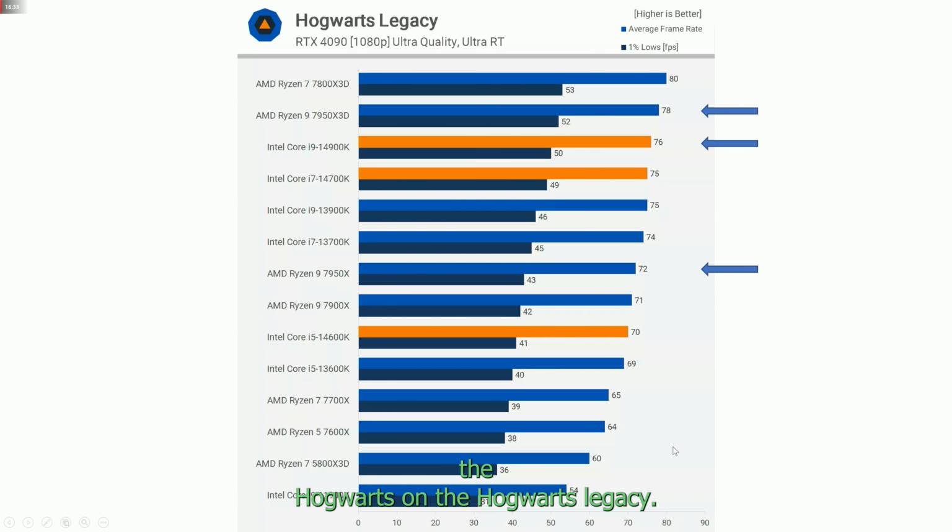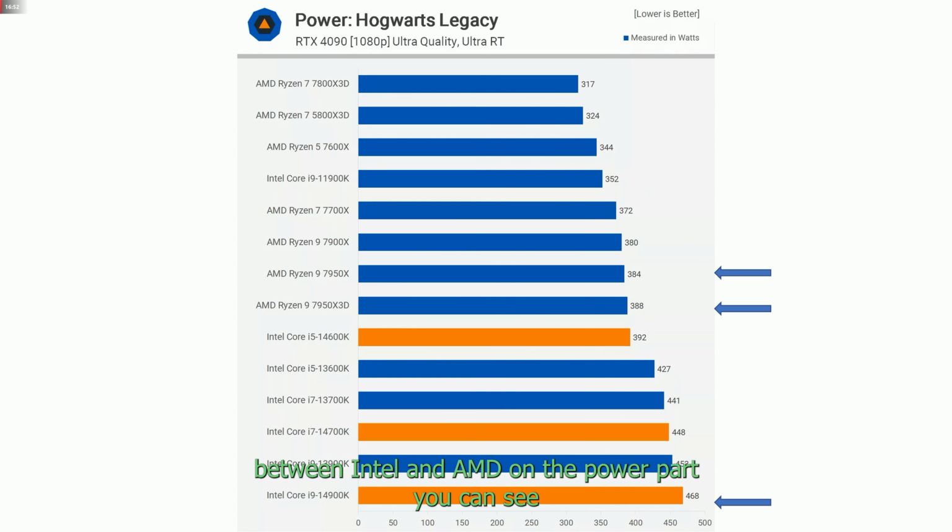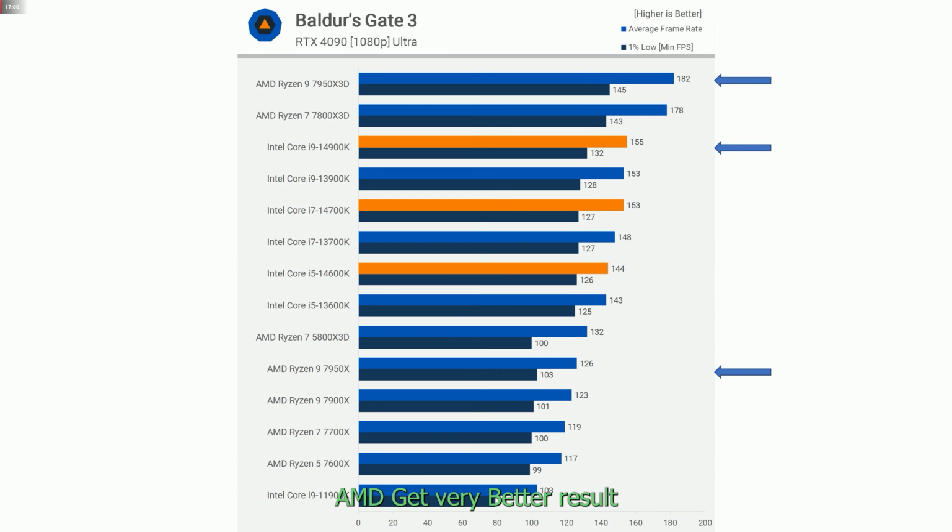On Hogwarts Legacy, you can see AMD Ryzen 9 7950X3D gets a better result than 4900K, but a small difference between Intel and AMD. On the power part, you can see AMD gets a better result.